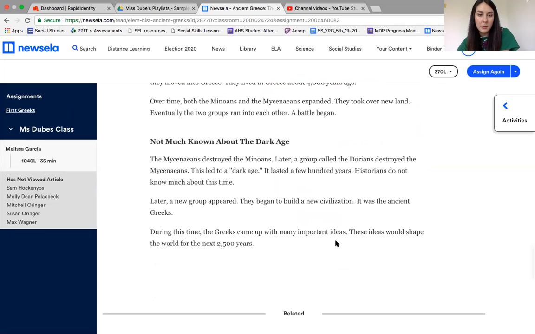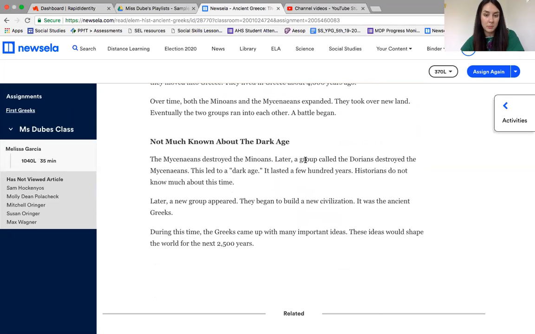Okay, it says, not much known about the Dark Age. The Mycenaeans destroyed the Minoans. Later, a group called the Dorians destroyed the Mycenaeans. This led to a Dark Age. It lasted a few hundred years. Historians do not know much about this time.